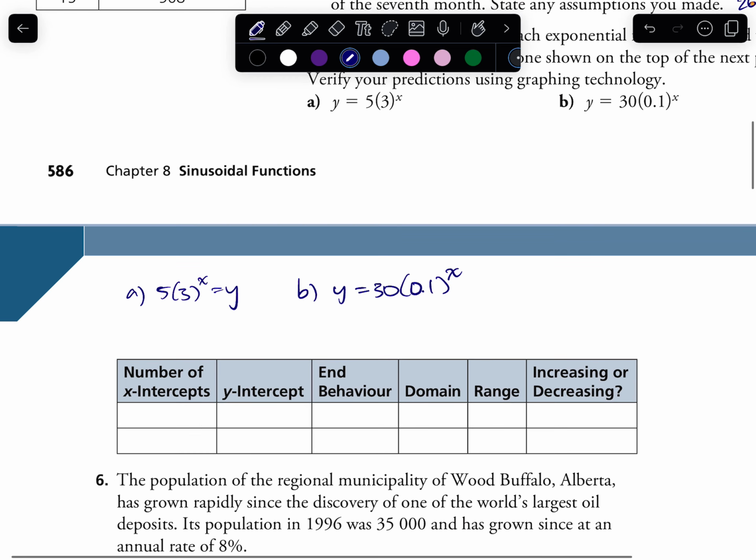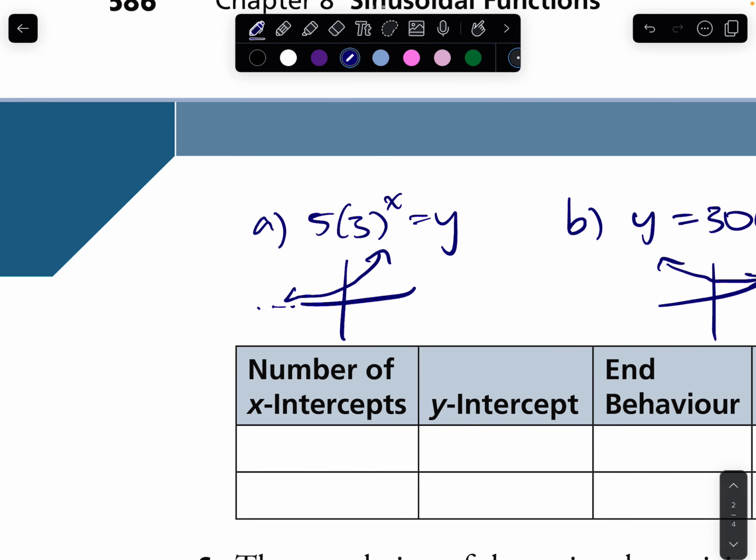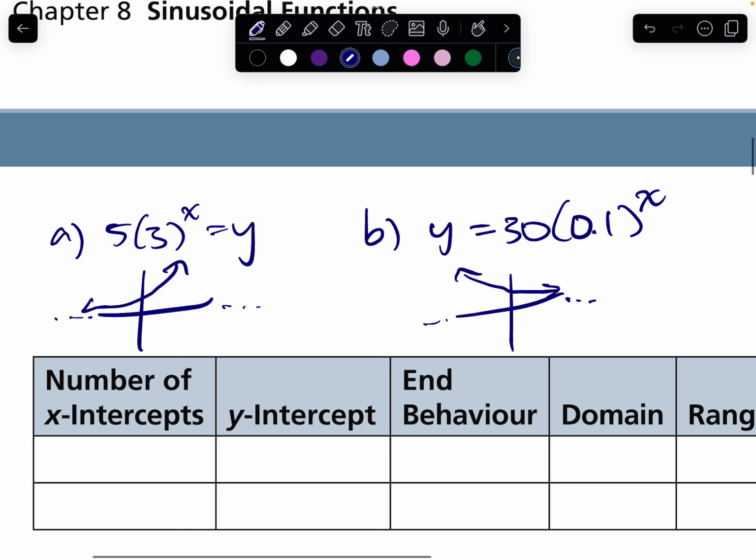In terms of the shape of these graphs, I'll just draw a quick sketch. We know that because 3 is bigger than 1, as x gets bigger, it is going to get bigger. And then this one, because 0.1 is less than 1, the more times it multiplies by itself, the smaller it gets. So that's the general shape. As you can see, it's never going to reach or get lower than 0. So we've got an asymptote there.